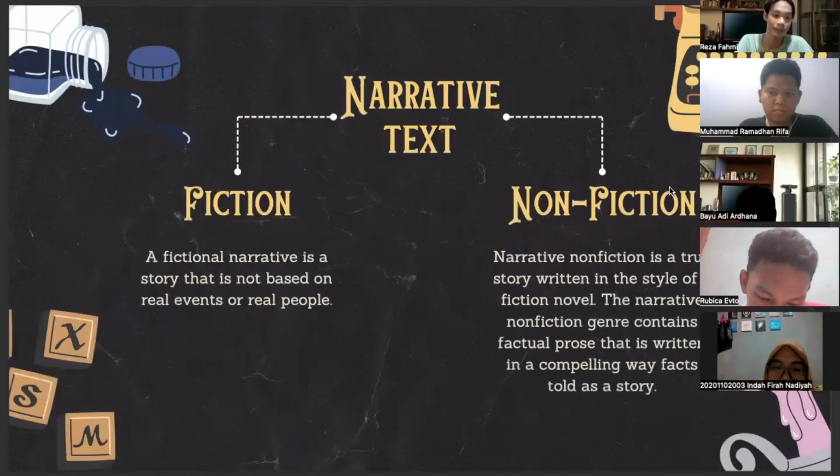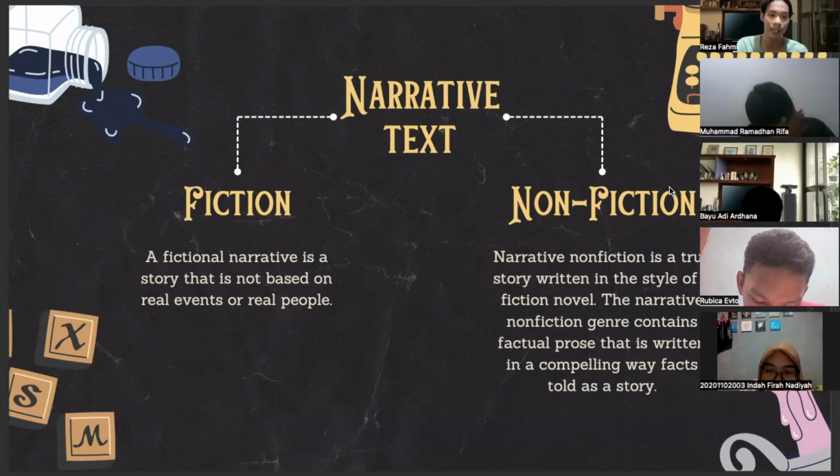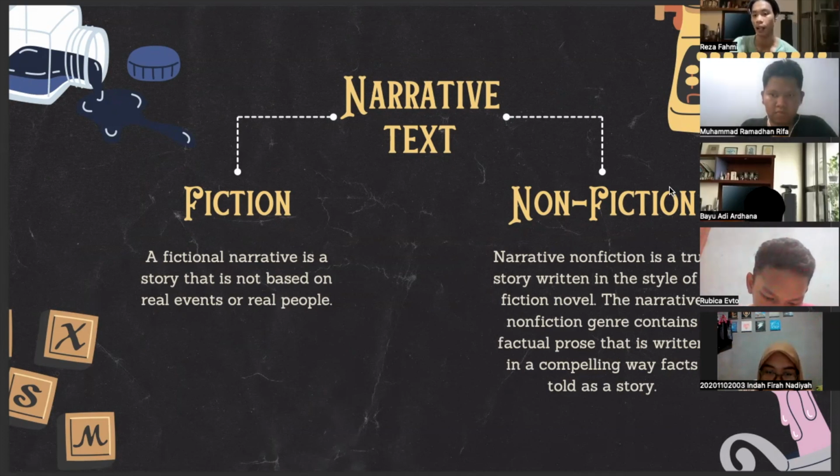The narrative text is divided into two. They are fiction and non-fiction. A fictional narrative is a story that is not based on real events or real people, and non-fiction narrative is a true story written in the style of a fiction novel. The narrative non-fiction genre contains factual prose that is written in a compelling way, facts told as a story.